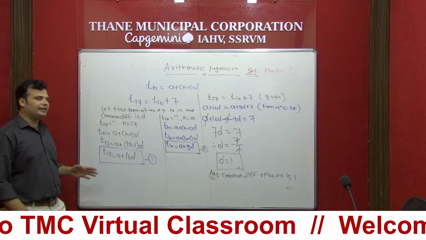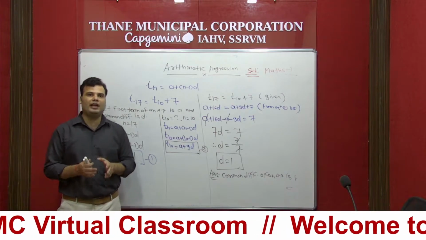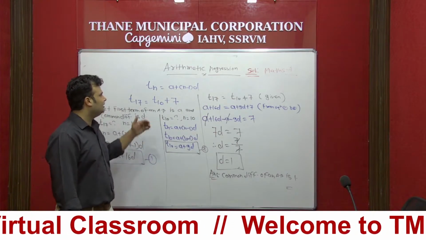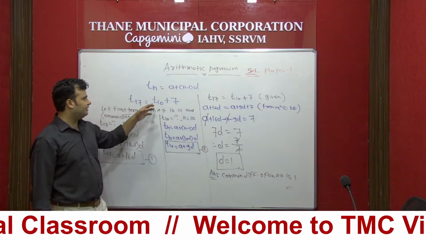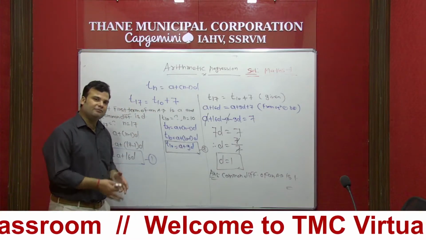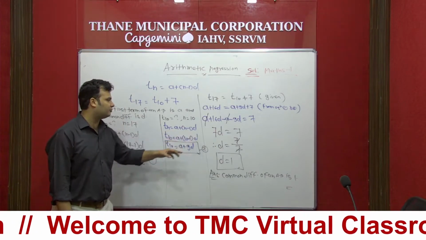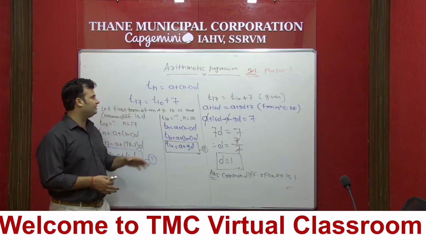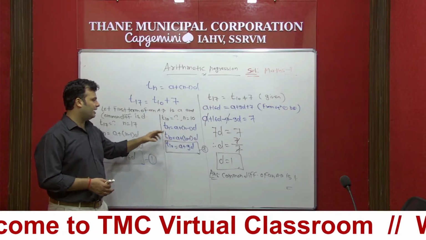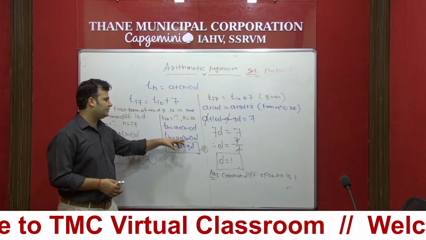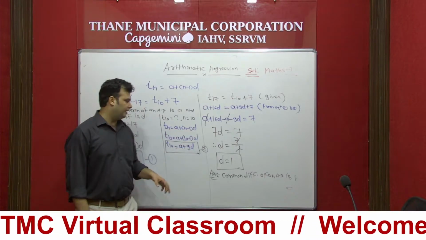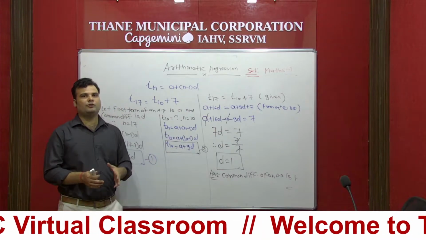So first equation is T17 equal to A plus 16D. Similarly, you can solve the second part, that is T10. Again we apply the same formula, Tn equal to A plus (n minus 1)D. In place of n, 10 is given. So n is 10, A plus (10 minus 1)D, where D is the common difference. So A plus 9D. This is equation number 2.